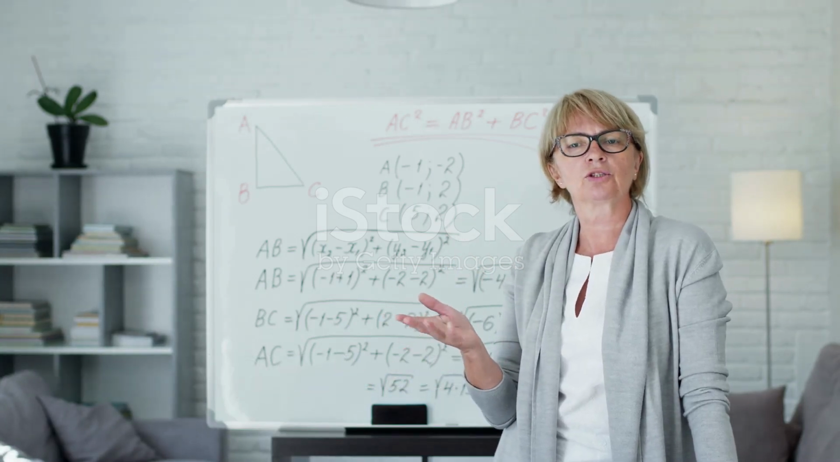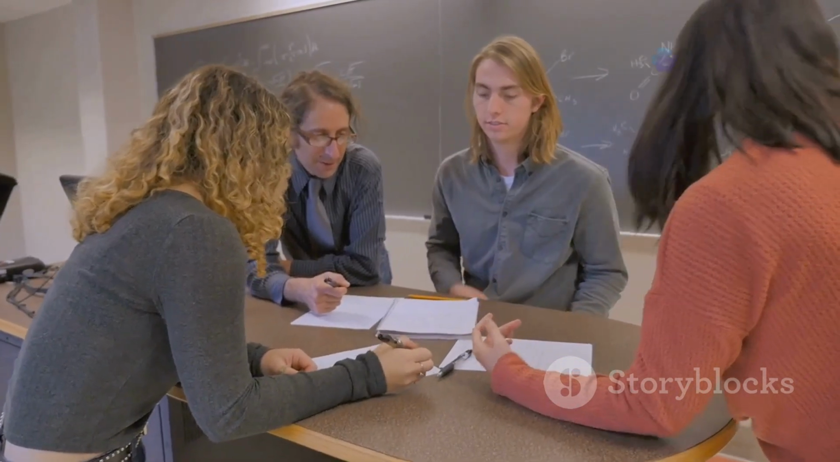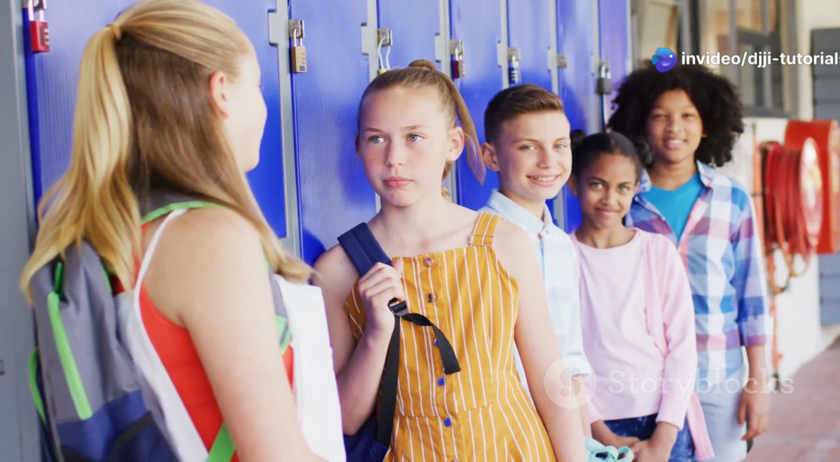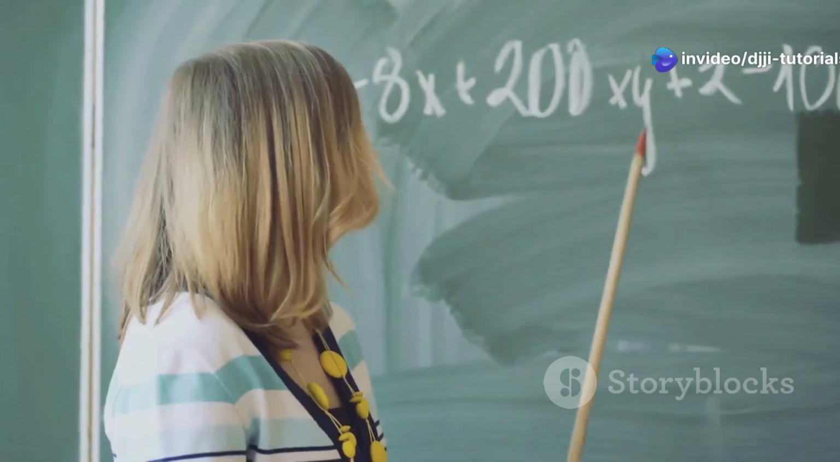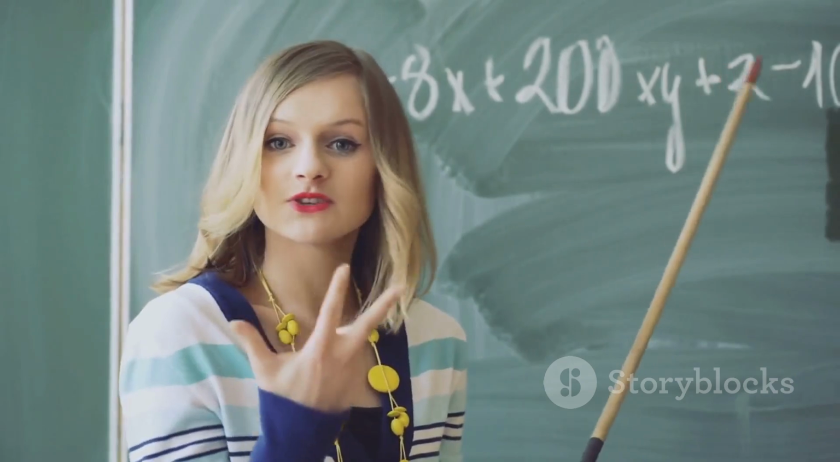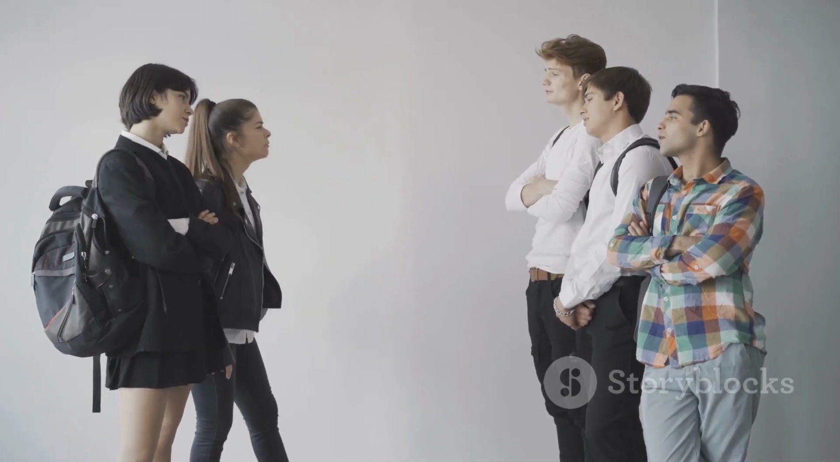Section 4. Real-world ratios, boys and girls in a club. Let's apply our knowledge of ratios to a real-life scenario. Imagine a school club with 15 members, consisting of 9 boys and 6 girls. To find the ratio of boys to girls, we can express it as 9 to 6. This ratio indicates that for every 9 boys in the club, there are 6 girls.